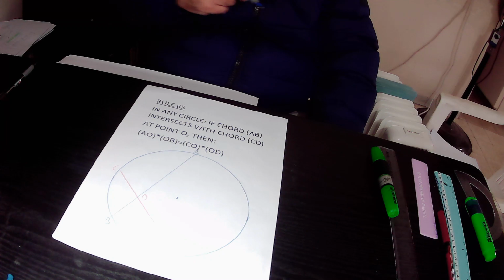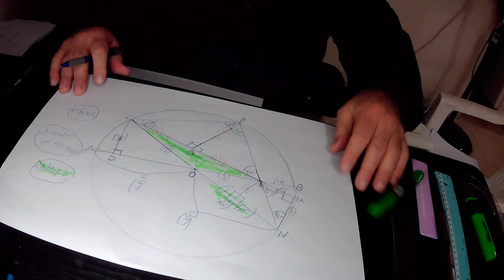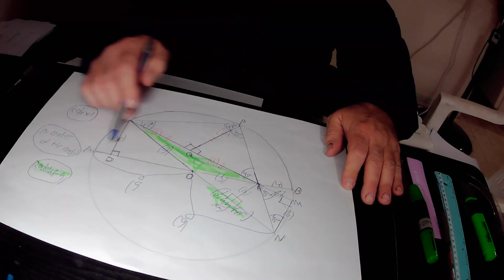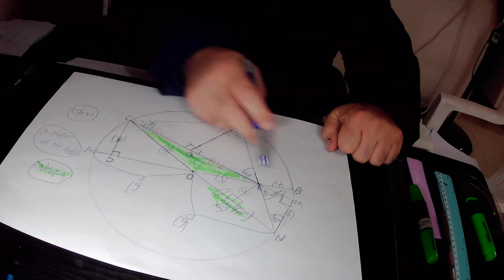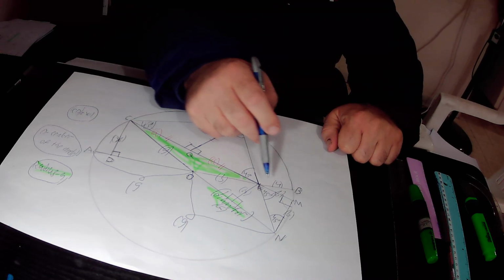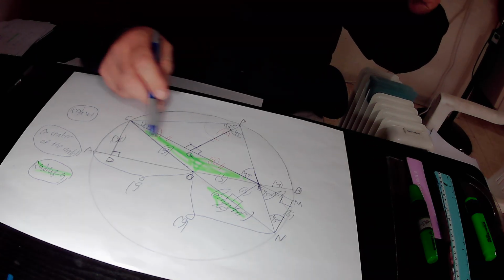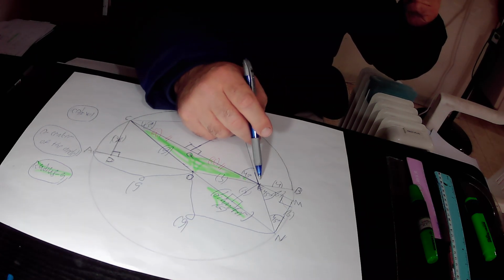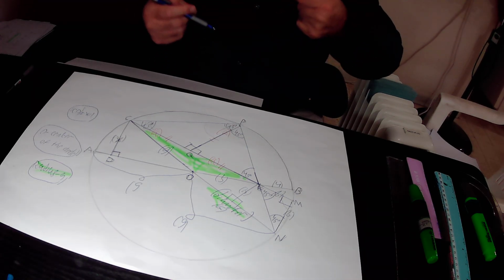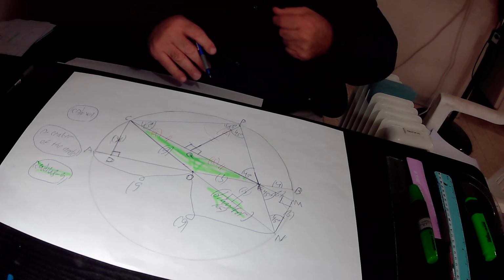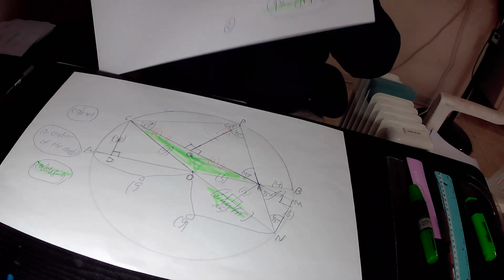So we can implement Rule 65 in our drawing. In our drawing, this is chord AB that intersects with chord CM at point E. The intersection point between chord AB and chord CM occurs at this point, point E. So all the requirements for Rule 65 are satisfied, and therefore we can implement Rule 65 in our drawing. So write it down.